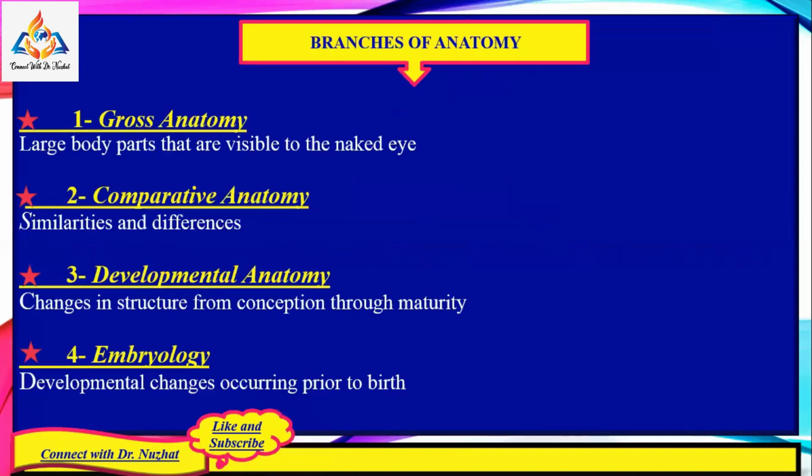Now come to the branches of anatomy. Gross anatomy is the large body parts. They are visible to the naked eye. Comparative anatomy, actually, this is the similarities and differences. Third, developmental anatomy, changes in structure from conception through maturity. Embryology is the developmental anatomy, developmental changes occurring prior to birth.